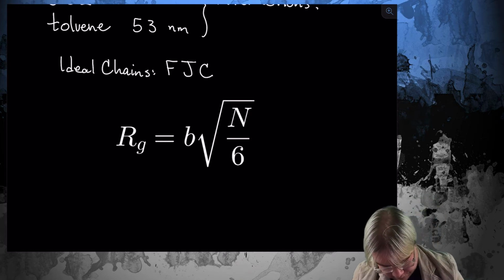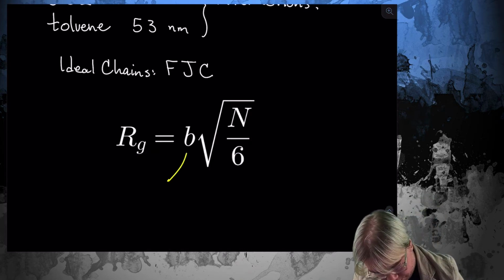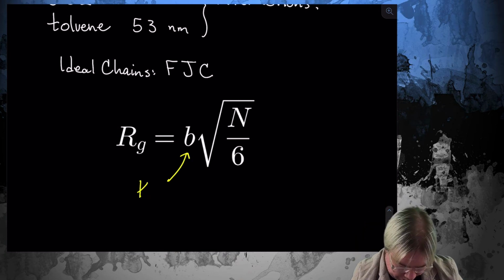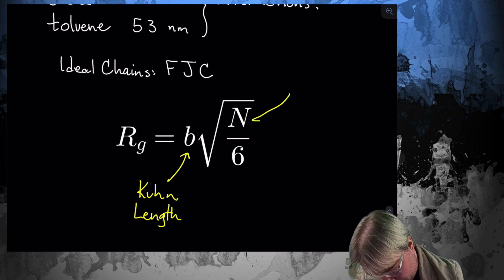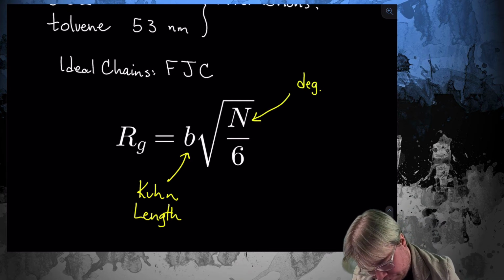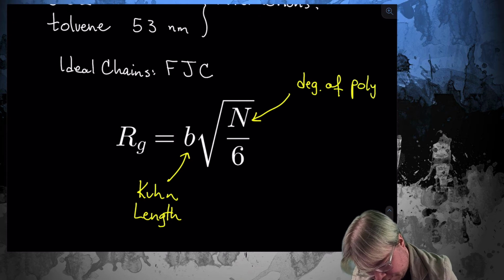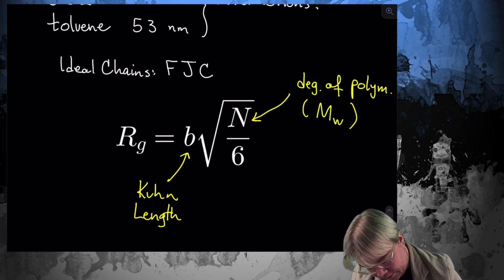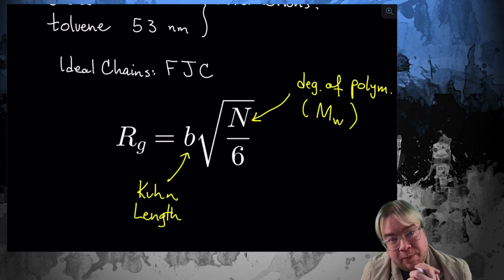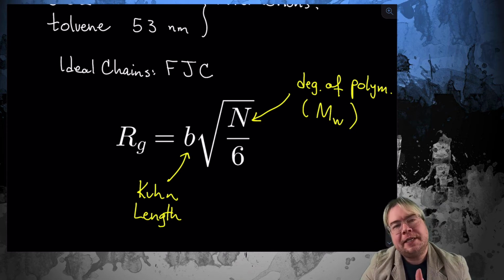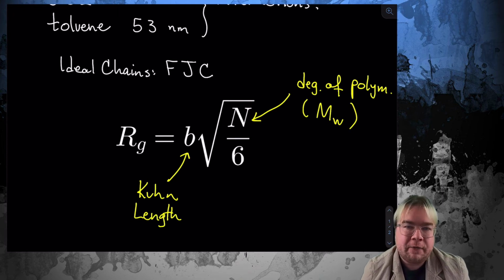So the radius of gyration, if you just look at this equation here, what does it depend on? It depends on b, that's the Kuhn length, or the segment length. It's basically the monomer size. It depends on N, the degree of polymerization, or basically the molar mass, and that factor of 6 we'll take care of later. So this is why it's surprising, right? Our freely jointed chain theory tells us that the only things that affect the radius of gyration are the Kuhn length and the molecular weight.